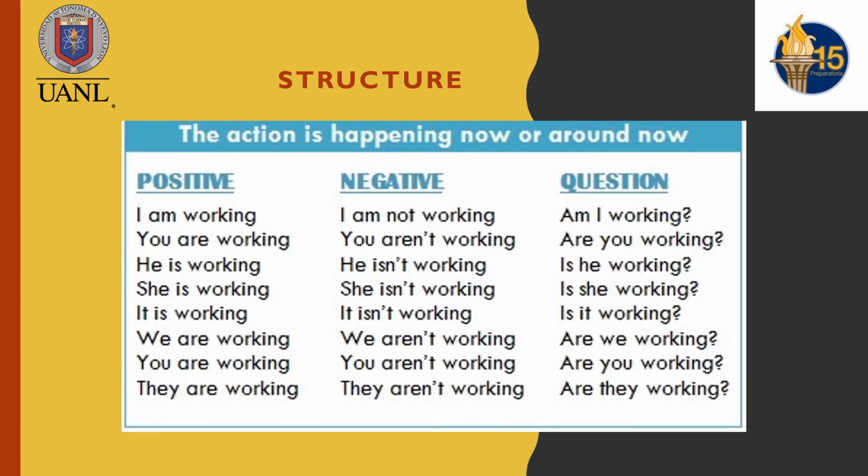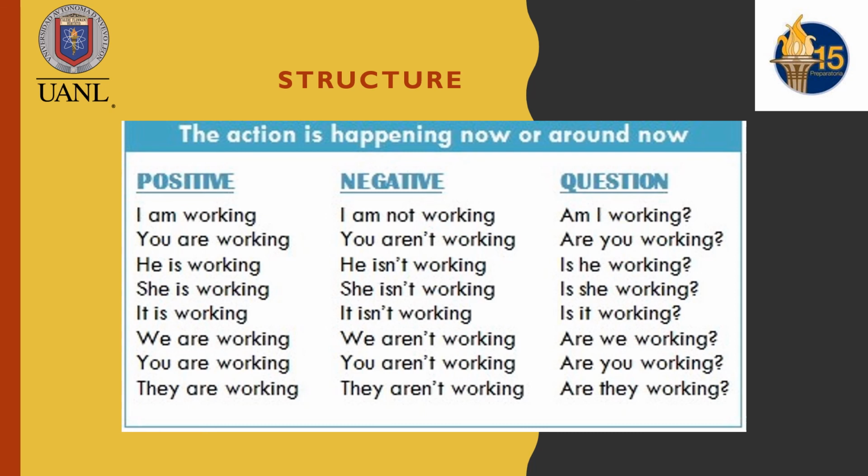Now we're going to check the structure, the whole statement. You have the action that is happening now or right now. That's the use. So you have positive statements. You have subject plus the verb to be plus the main verb in ing form. So you have I'm working, you're working, he's working, she's working, it is working, we are working, you are working, they are working. So in negative statements, remember that you can use the contraction or you can use the whole word.